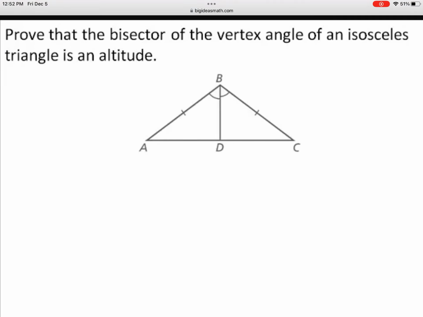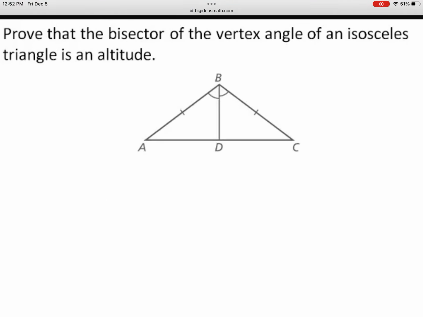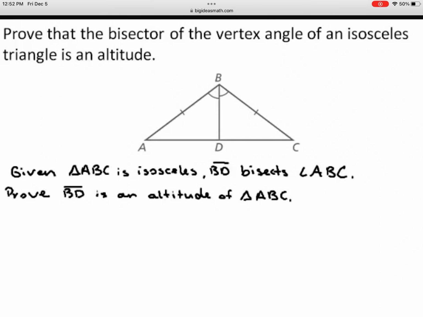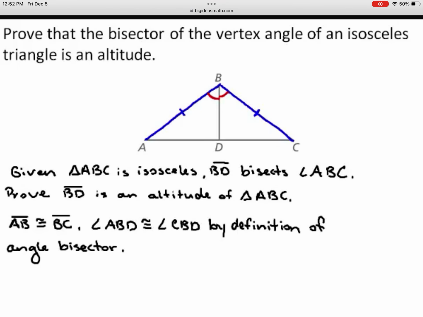Prove that the bisector of the vertex angle of an isosceles triangle is an altitude. Given that triangle ABC is isosceles, and line segment BD bisects angle ABC, prove that line segment BD is an altitude of triangle ABC. Line segment AB is congruent to line segment BC, and angle ABD is congruent to angle CBD by definition of angle bisector, and this was given information.